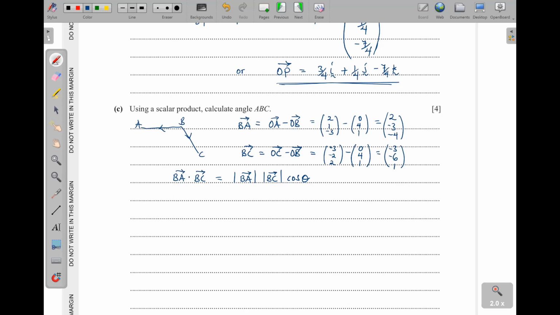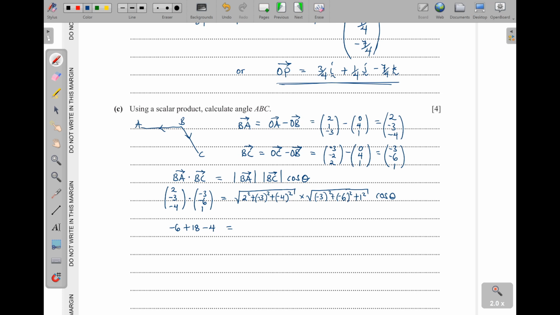So already we have gotten our BA. So we shall write 2, negative 3, negative 4, dot it with negative 3, negative 6, 1. Then after that, we get the length of BA will be the square root of 2 squared, plus negative 3 squared, plus negative 4 squared, and then times the square root of negative 3 squared plus negative 6 squared, and then plus 1 squared, then cosine of theta. So I multiply i with i, j with j, and then k with k. So 2 times negative 3, that will be negative 6. Then negative 3 times negative 6, that will be positive 18. And then negative 4 times 1, that will be negative 4.